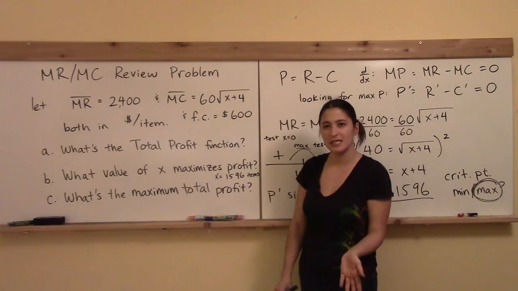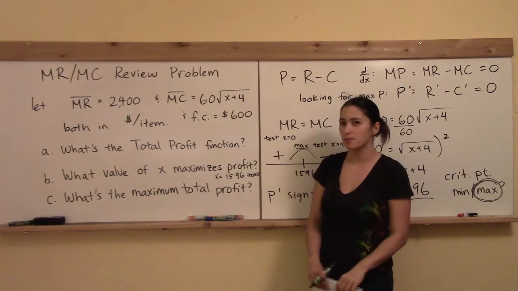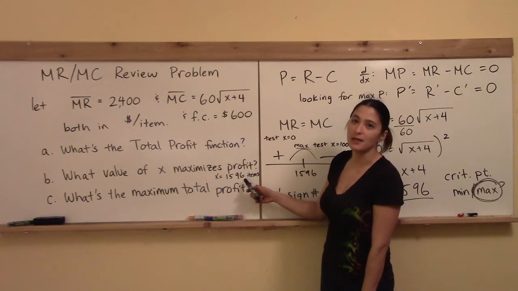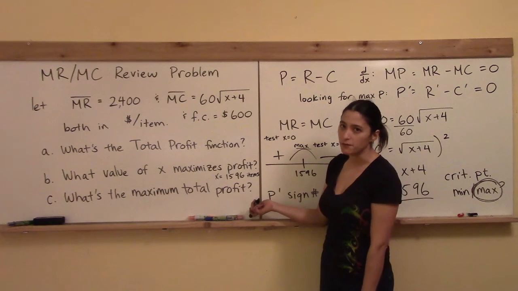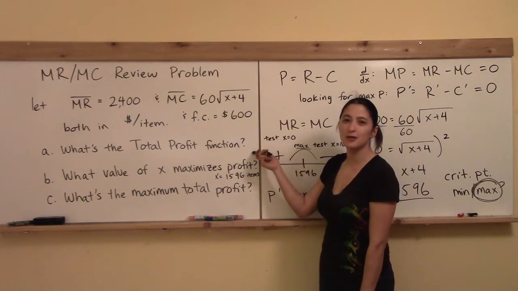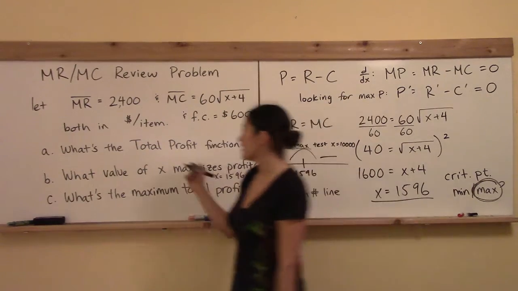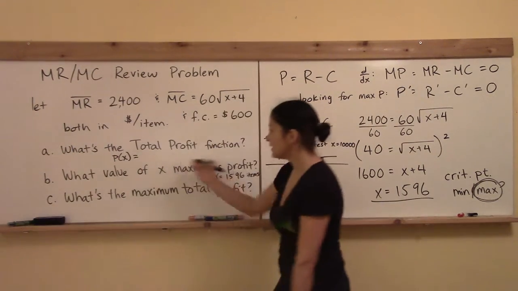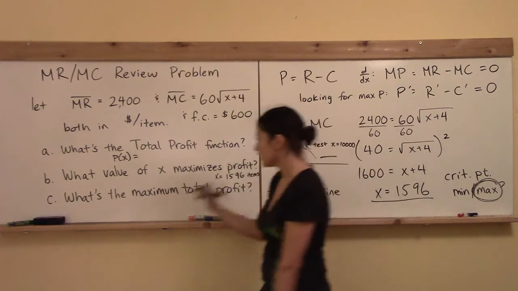No. Because the answer to C, if you remember from optimization, would require that I take the x value that I got in B and plug it into the profit formula. Dang it, that was part A. What is the total profit function? P of x equals what? So I need to be able to answer that. What is the total profit function?